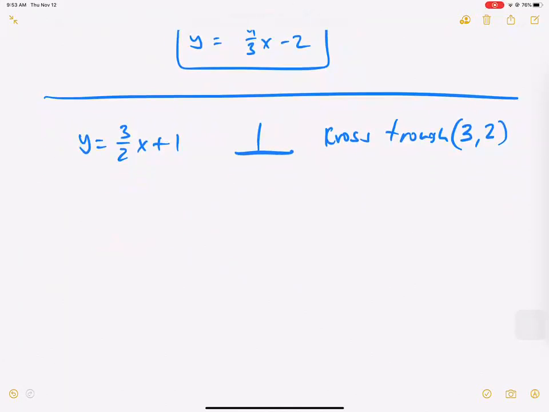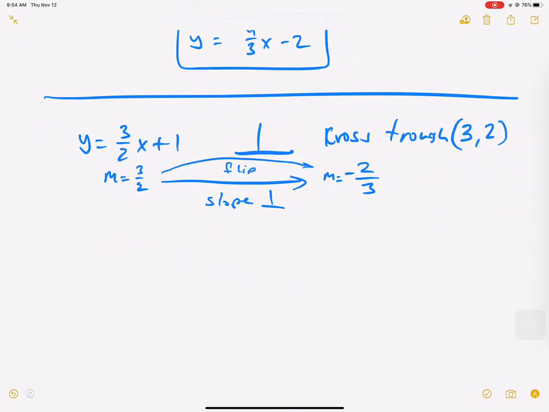So we want to write a new line that's perpendicular now. Well, perpendicular has a different type of slope. So let me ask you, my slope before was 3 over 2. What's the new perpendicular slope? Is it just 2 over 3? I forgot something. What did I forget? I forgot the negative sign. So not only do you flip, but also don't forget the negative. And our point is 3 comma 2. So we have everything we need for our new line equation.